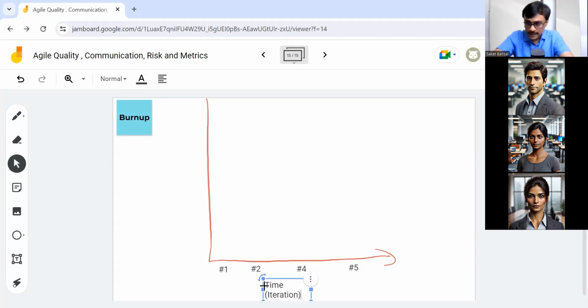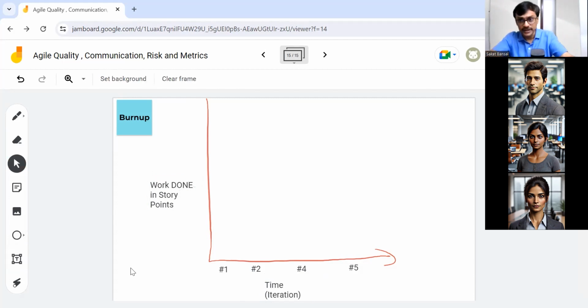Now the y-axis is work done. That's the difference. Not remaining work, work done. Done means as per DOD. Simple. You quantify work in points, usually story points. So we want to identify how much work has been done progressively.